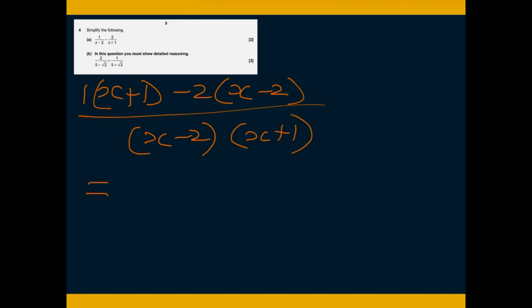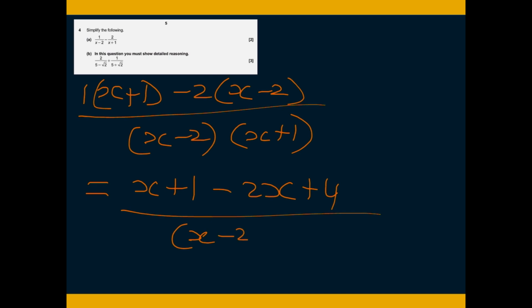Now, expanding this, we get x plus 1, subtract 2x plus 4, over (x - 2)(x + 1), which equals negative x plus 5 over (x - 2)(x + 1).